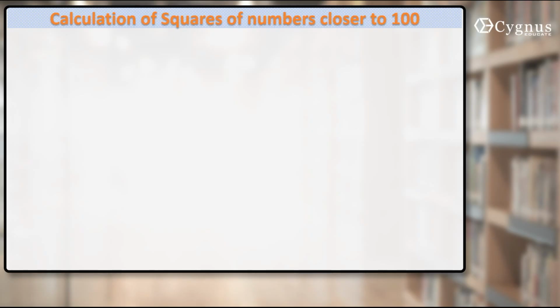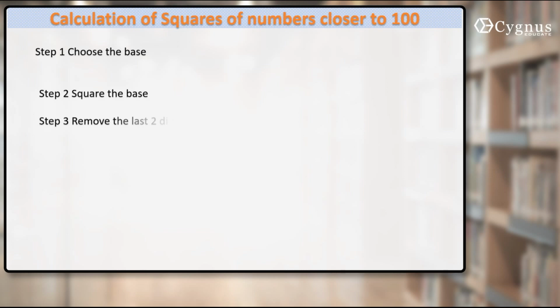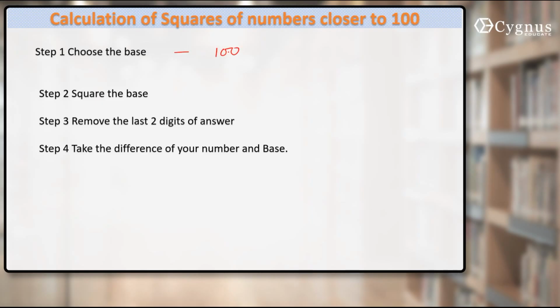Now, the first few steps will remain the same here. We'll have to choose the base, square the base, then remove the last two digits of the answer and take the difference of your number and the base, like we did in the previous video. Now, since we are calculating the squares of the numbers closer to 100, in this case, your base will become 100.